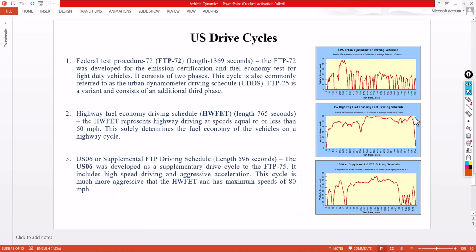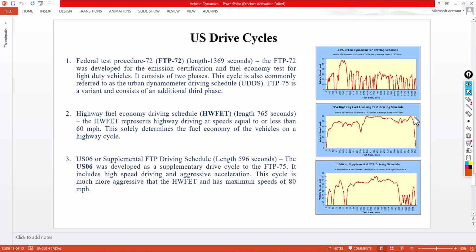US standards are there. In this PPT, three of the US standards are given. The first one is the Federal Test Procedure. The second one is the Highway Fuel Economy Test. The third one is US06. These will give you the different velocity profiles of a vehicle under various road conditions.